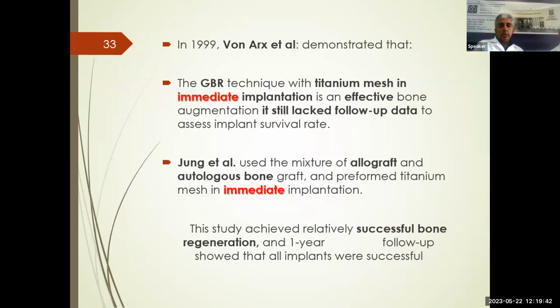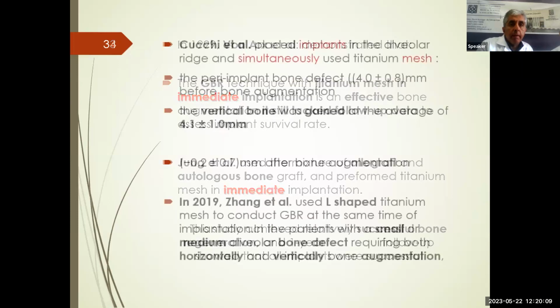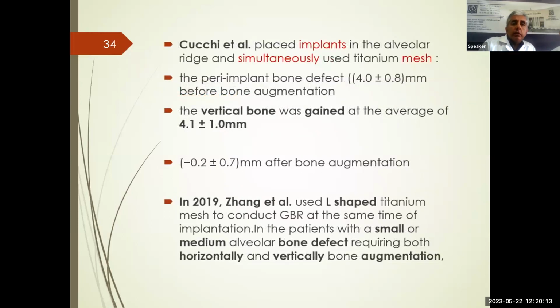But in the Zhang study, they used a mixture of allograft and autogenous bone graft, with titanium mesh in immediate implantation. In this study, they had relatively successful regeneration at the 1 year follow-up, and the implantation was successful. Again, in Gucci's study, implants were placed in the alveolar region simultaneously with titanium mesh, and in defects of almost 4 millimeters before augmentation, they could gain vertical bone of almost 4.5 millimeters in height.